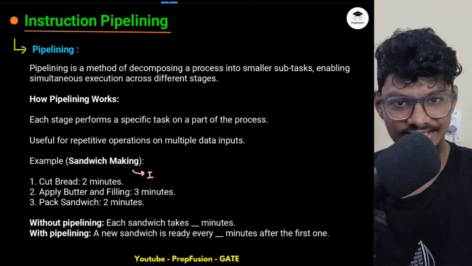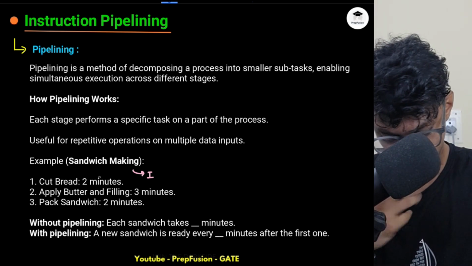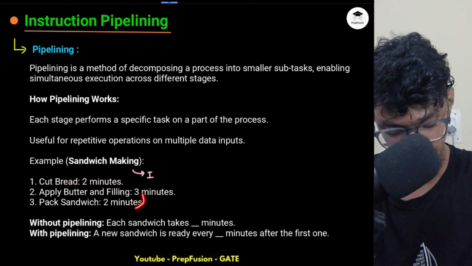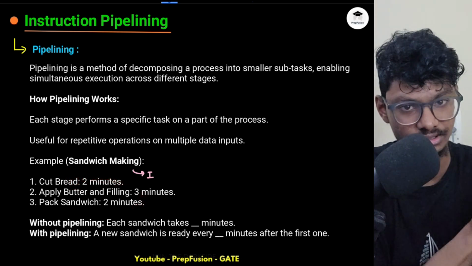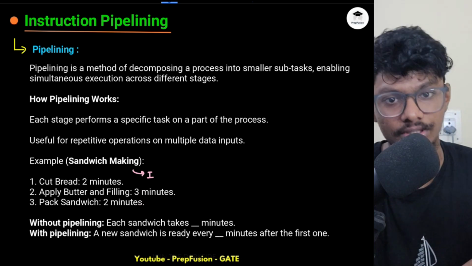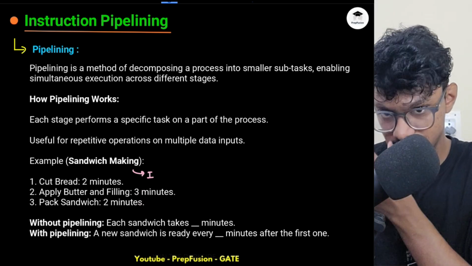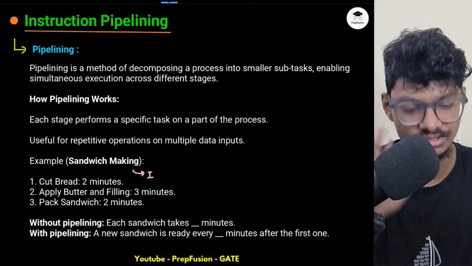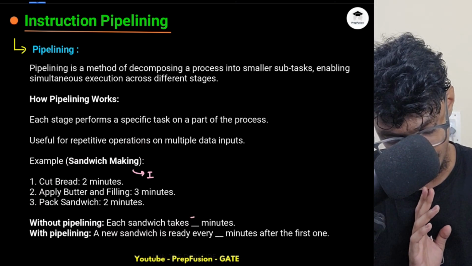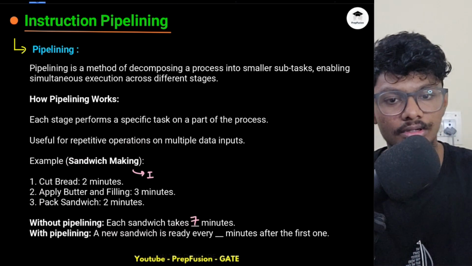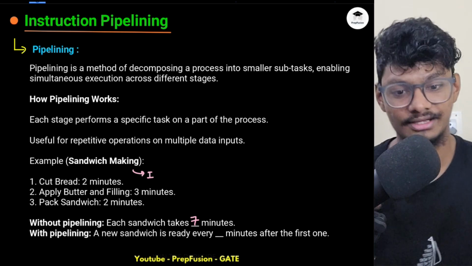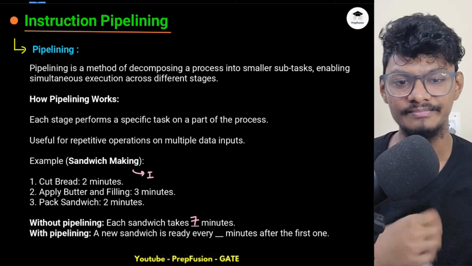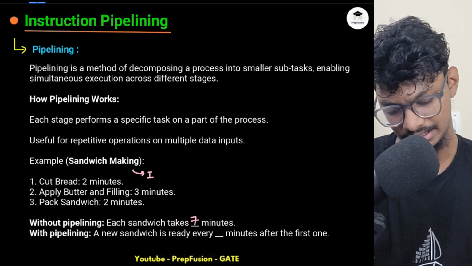without pipelining, it is just sequential processing. First I will cut the bread, then I will apply the butter and filling, then I will pack the sandwich. So the first sandwich is done. Only after the first sandwich is done will I come back to the second sandwich. So each sandwich is taking how much? 2 plus 2, 4 plus 3, 7 minutes.